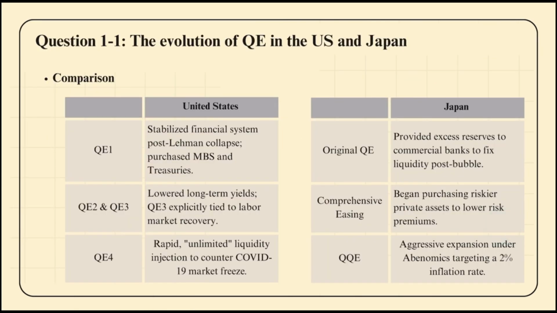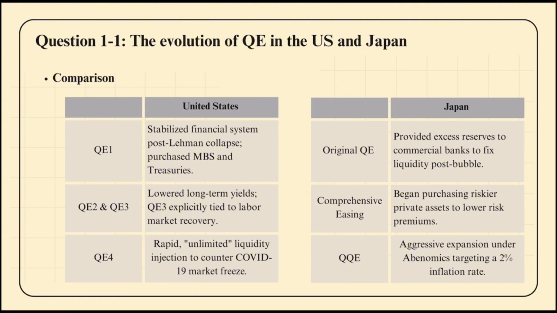So let's look at question 1, which compares these historical paths on QE, and the fundamental difference lies in their underlying economic motives. The US adopted QE as a shock-driven crisis response. For example, QE1 targeted the 2008 subprime meltdown, while QE4 in 2020 was a rapid injection to prevent credit markets from freezing during the pandemic.